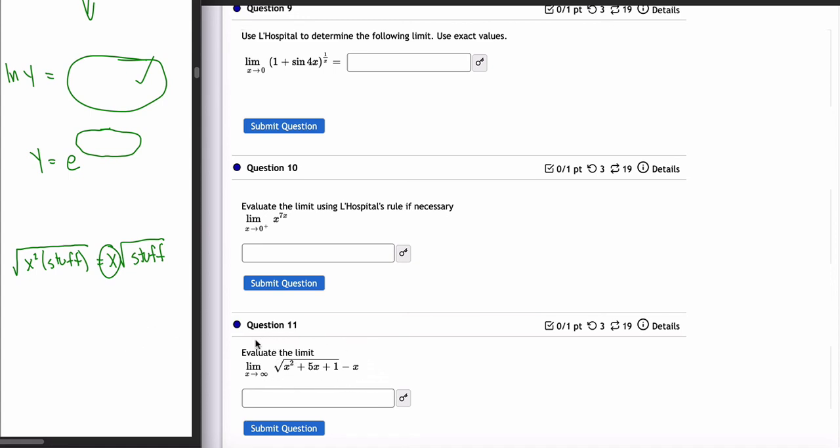If that doesn't make sense, send me an email or something, show me where you're getting stuck, or just skip it because, again, this is the extra credit question.